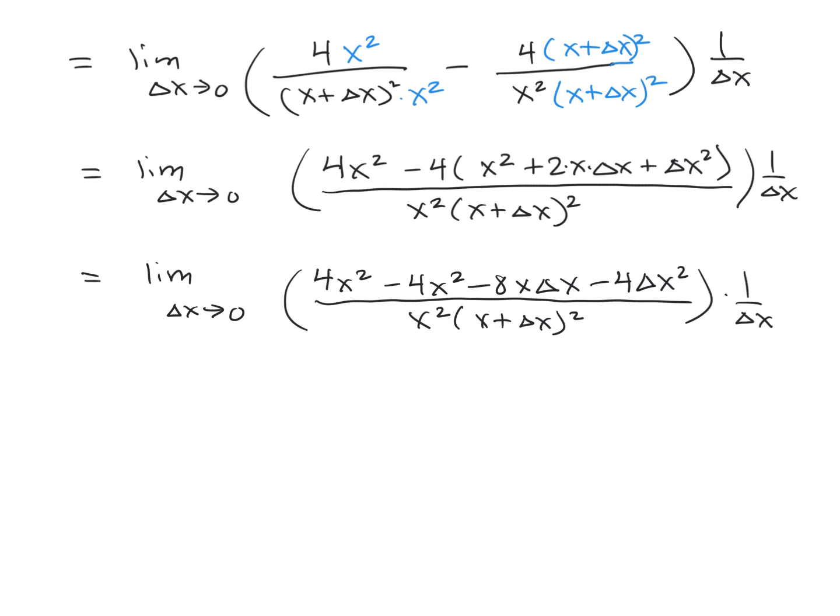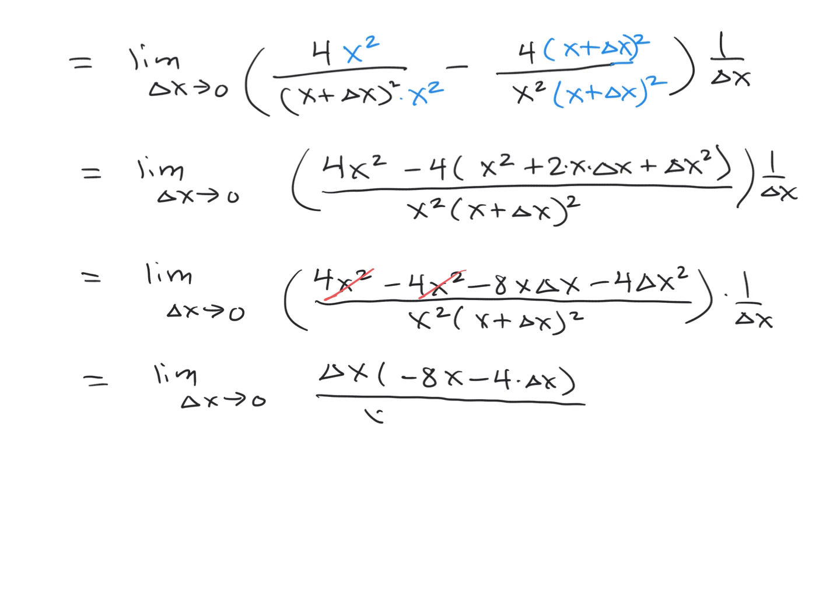You'll notice that we can cancel out our 4x squareds. Everything that's left has a common factor of delta x that we will factor out. So we're going to factor out a delta x in our numerator. Leaves us with minus 8 times x minus 4 times the remaining delta x. Down below, we still have x squared times x plus delta x squared. We still have a times 1 over delta x behind us.